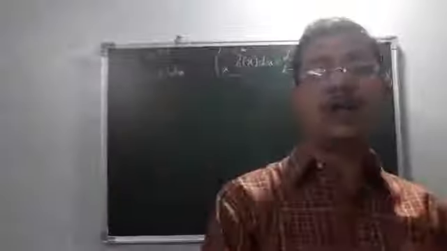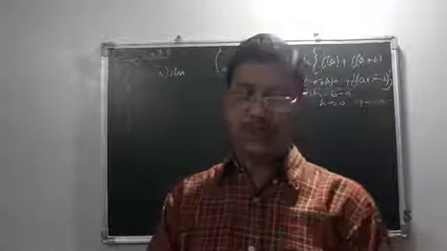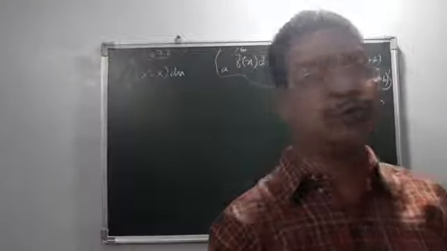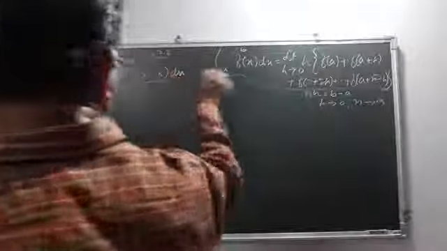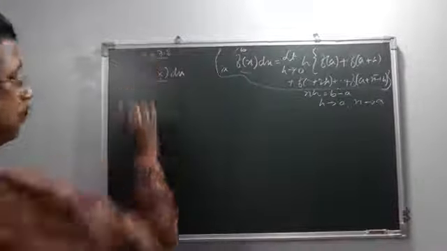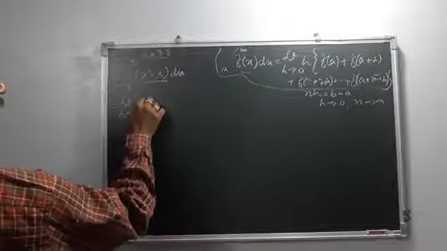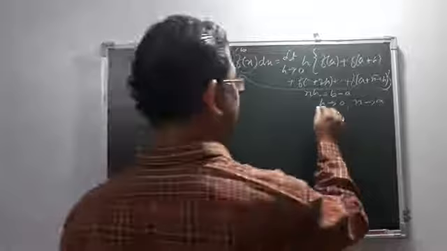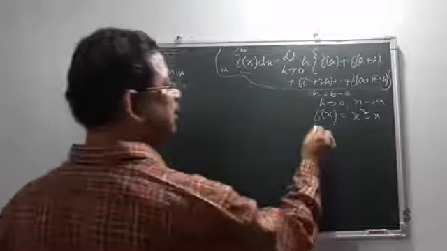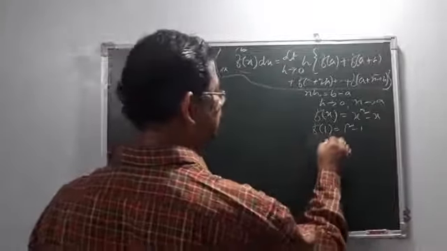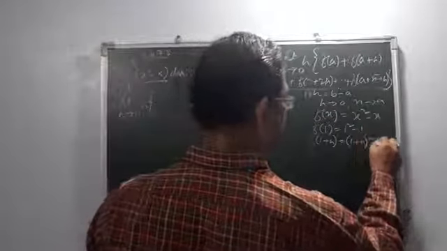Instead of f(x), here it is given x square minus x, so we will take x square minus x instead of f(x). If we take this one as f(x) dx, a is our 1, b is our 4. Then if we want to write in this form, it will be limit h tends to 0, h. f(x) is x square minus x, our a is 1, f(1) will be 1 square minus 1. For f(1 plus h), it is (1 plus h) whole square minus (1 plus h). In this way we will continue.